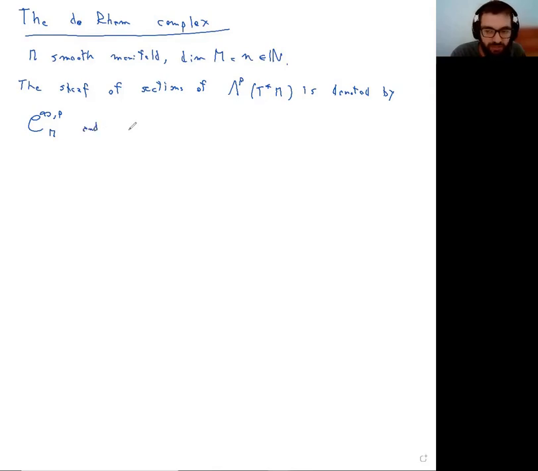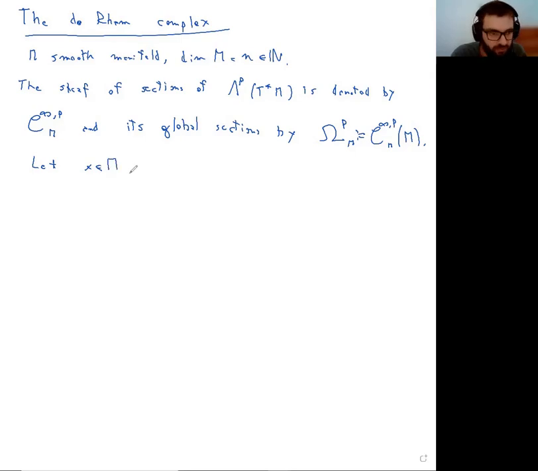But we have a special name for its global sections, which is omega p M. So this is the sheaf, I mean, not the sheaf, sorry, the set, the vector space of smooth p-forms on M. Okay, the C infinity module, or all the structures you want. And of course we have, to go from p to p plus 1, the differential operator.